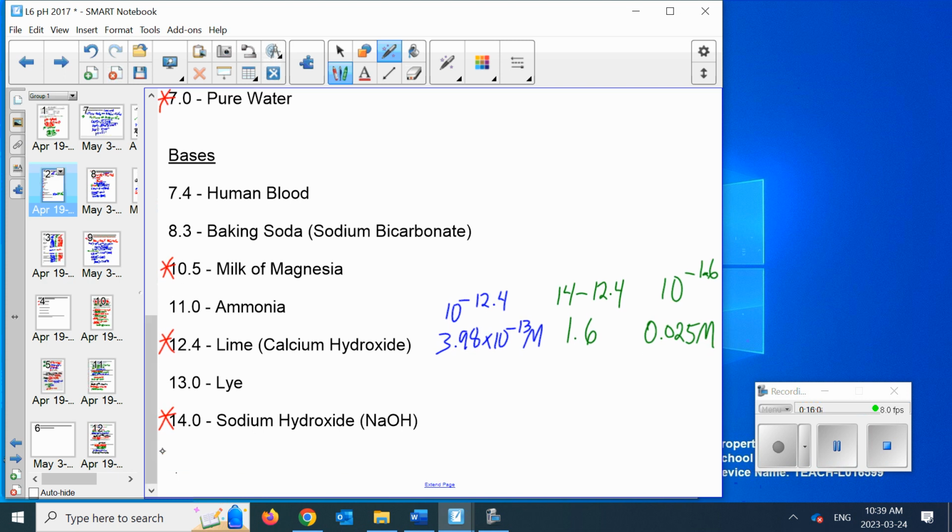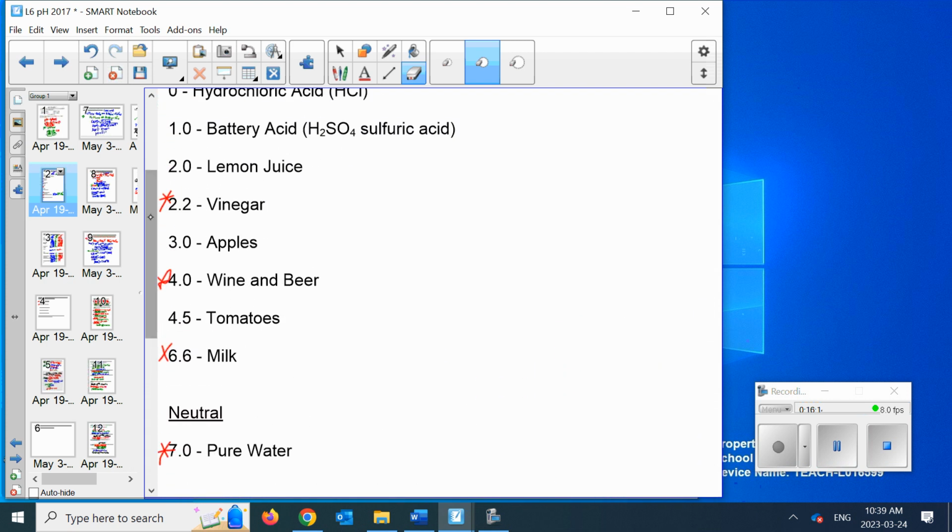I see last year they asked me to find calcium hydroxide. Pick something. I don't care what on this top. Maybe something with the decimal. Tomatoes. Is that a good one? Yeah. That's one I have to do. Okay.